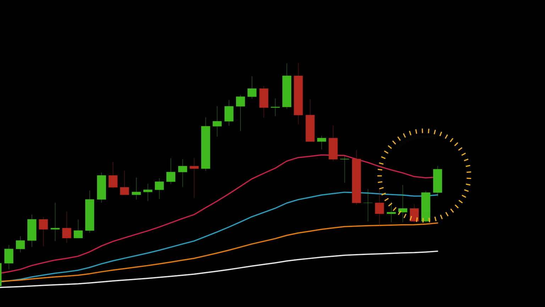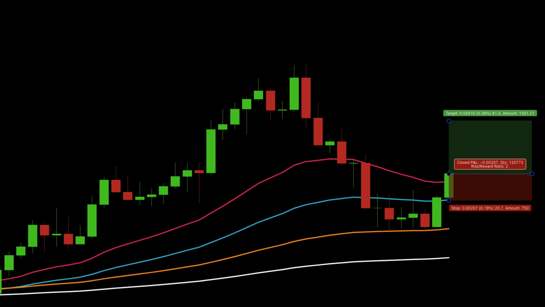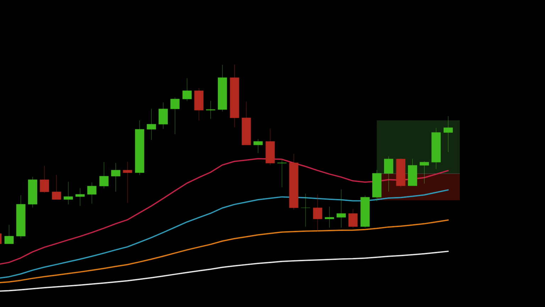Price then closes back above the 25 EMA in pink. Everything converges on this candle and it serves as our trigger. The stop is placed at the 50 EMA and the target is 1 to 2. And long example 2 rapidly hits the target. Now we flip to shorts.